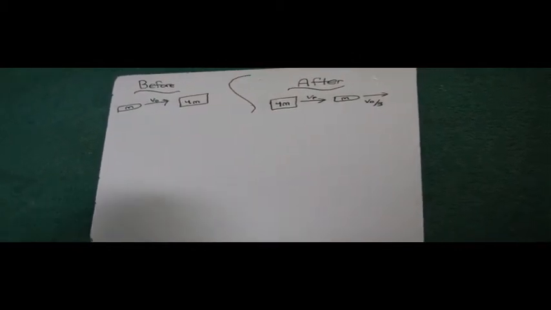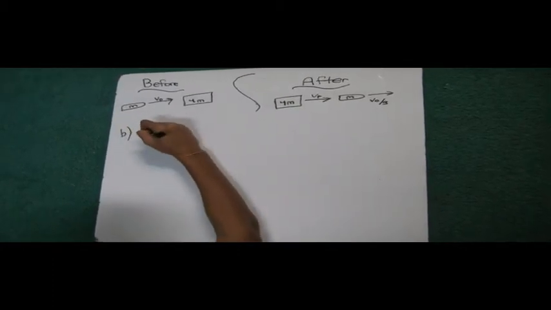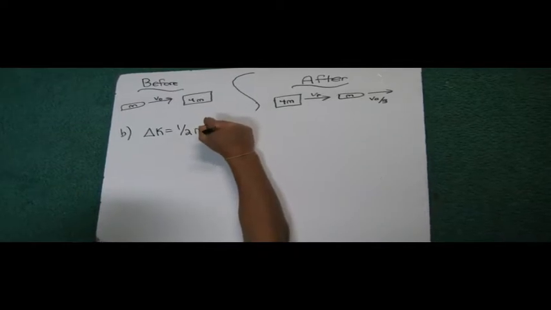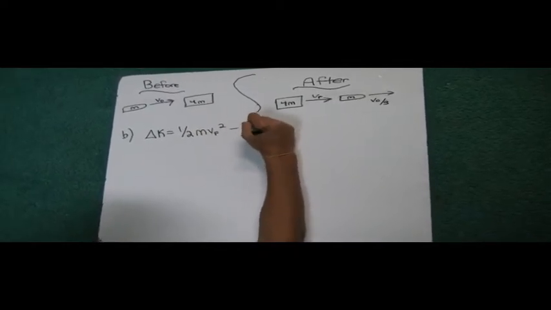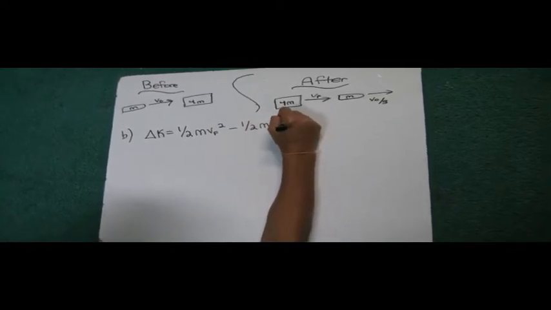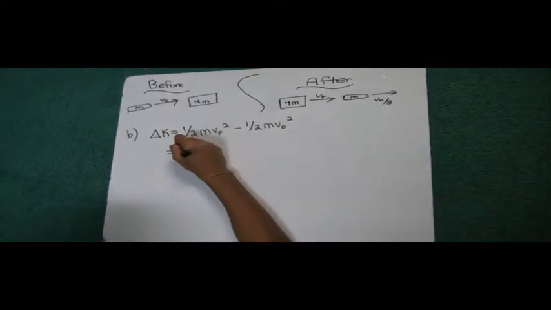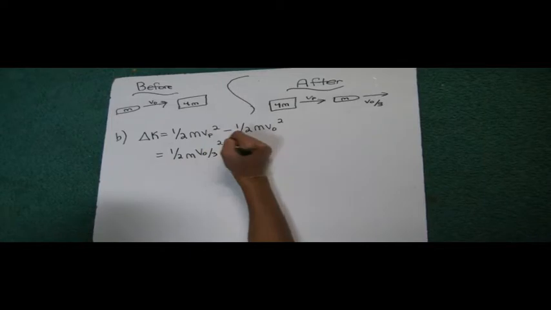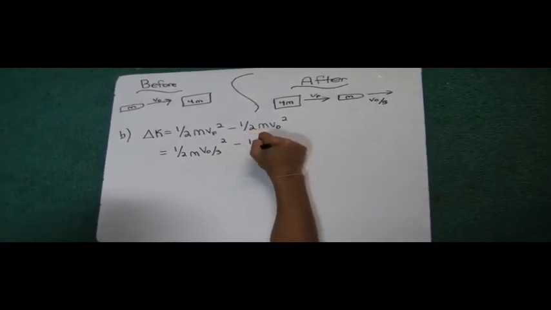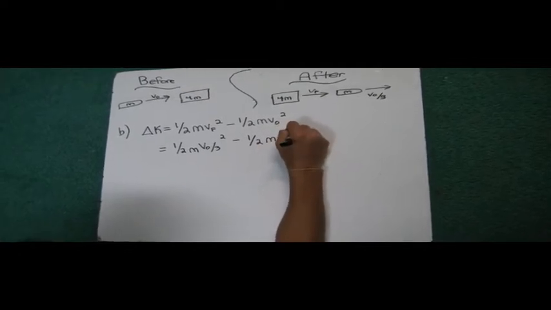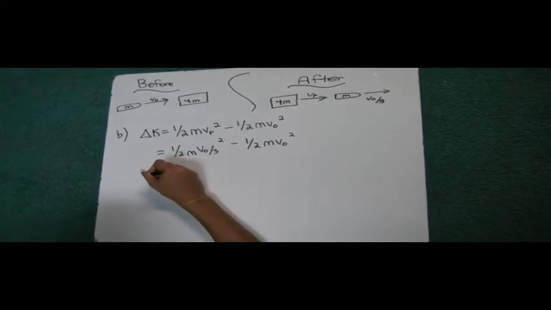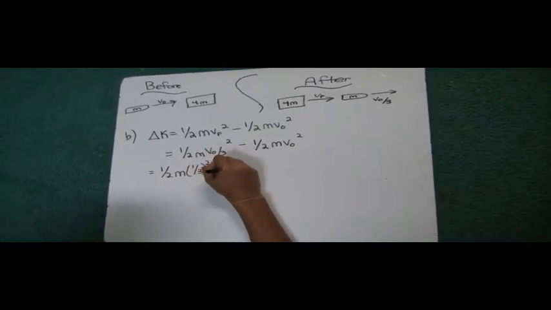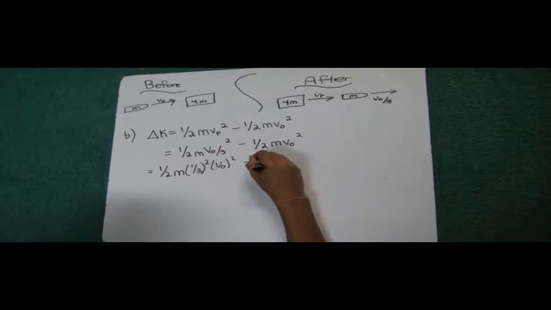Now that we've solved for the final velocity of the block, we can solve for the loss in kinetic energy of the bullet. To do so, we will simply set up the equation for change in kinetic energy. The equation for change in kinetic energy is 1/2 mass times final velocity squared minus 1/2 times mass times initial velocity squared. By substituting the final velocity, we get change in kinetic energy equals 1/2 times mass times VO divided by 3 squared minus 1/2 mass times initial velocity squared. By separating terms, we get 1/2 times mass times 1/3 squared times VO squared minus 1/2 times mass times VO squared.